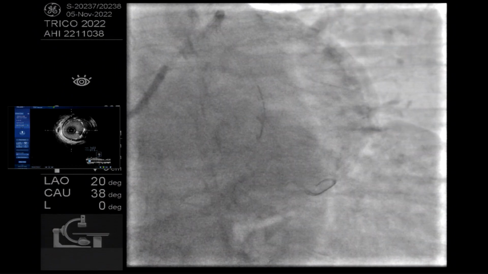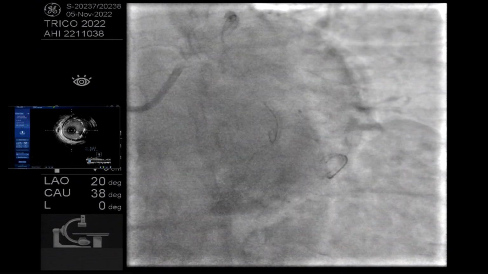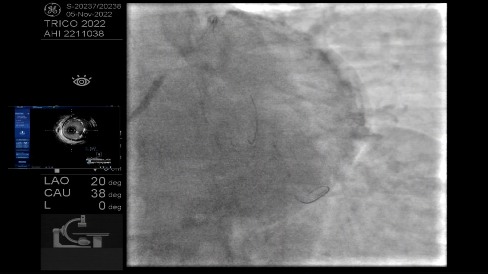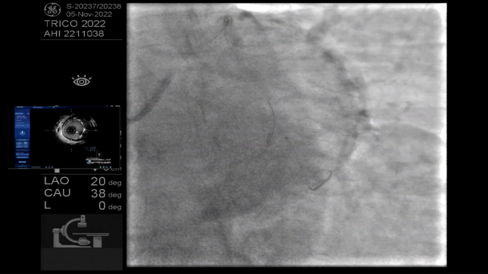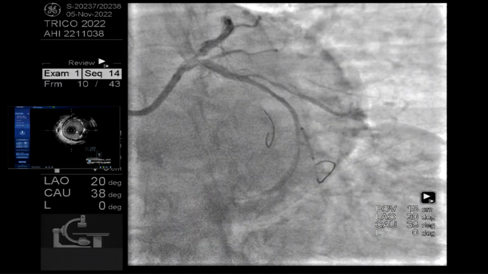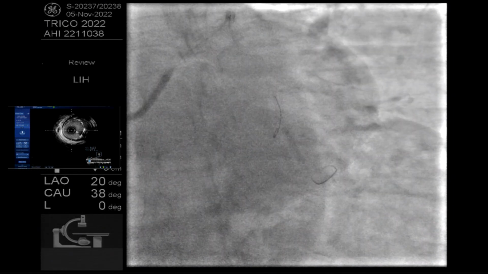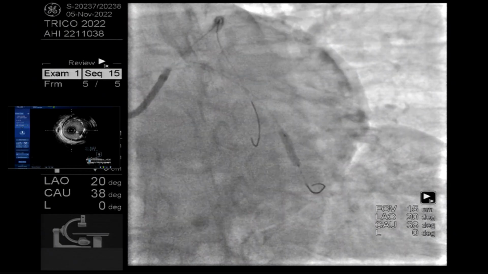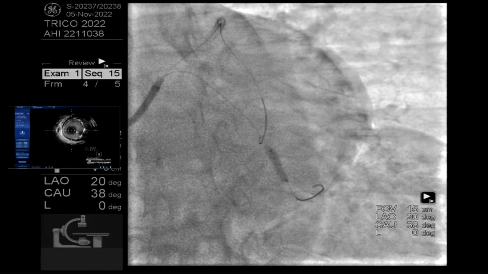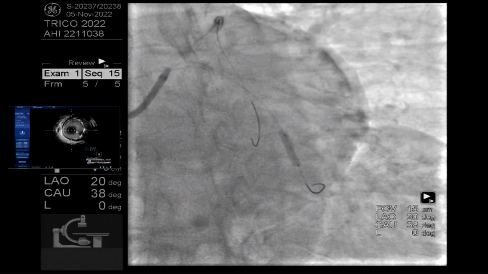Can you see the IVUS there? Too far? Yes, they're too far. Here. Okay. Going up. Okay. This is fine. Stent dilatation. It's a 12. Okay. So then take the IVUS.